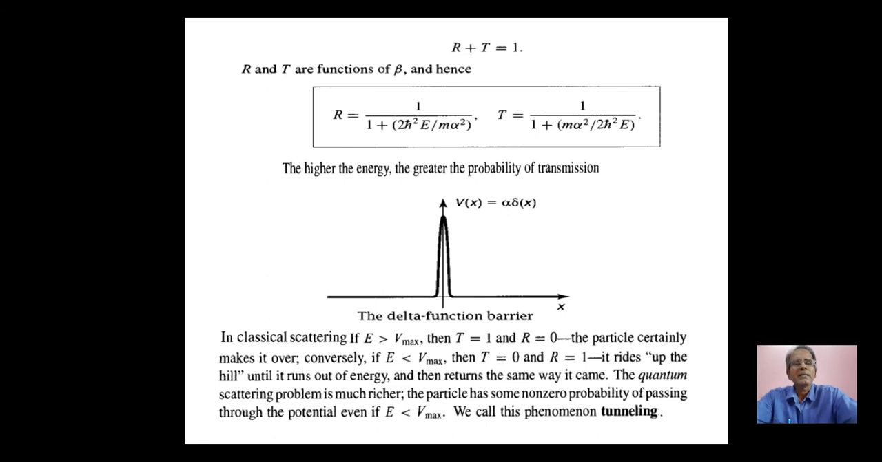In classical scattering, if total energy E is greater than V max, then T is equal to 1 and R is equal to 0. The particle certainly makes it over. Conversely, if E is less than V max, then T becomes 0 and R becomes equal to 1. It rides up the hill until it runs out of energy and then returns the same way it came. But the quantum scattering problem is much richer. The particle has some non-zero probability of passing through the potential even if E is less than V max. This phenomenon is known as quantum tunneling.